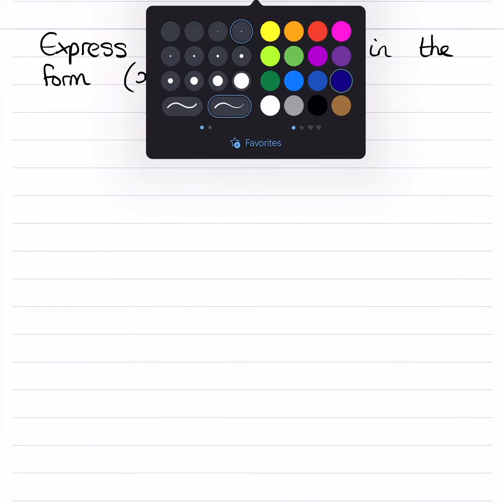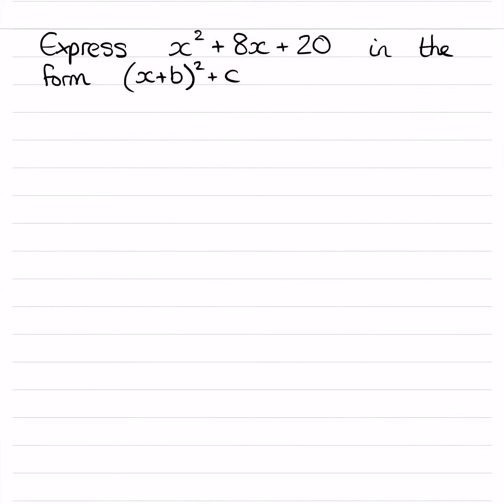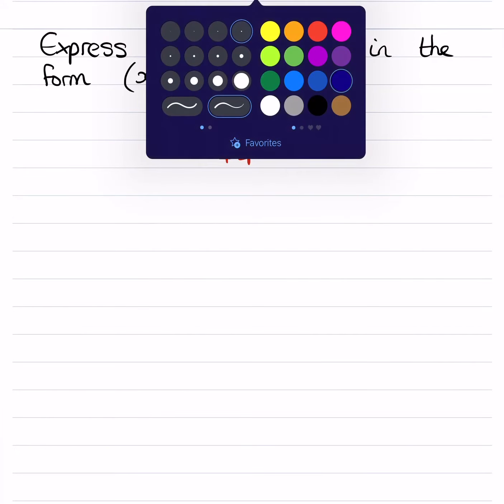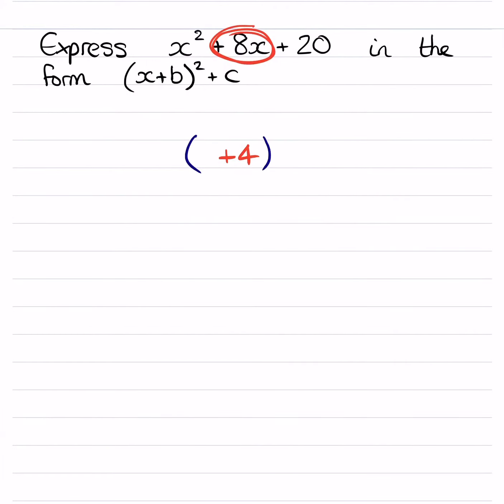First thing we do is we check just to make sure that x squared is x squared. We then take our x term and half that number that's with it. So half of 8 is 4. That number is going to be inside a bracket with our x, and we square it. Now, where does this come from?